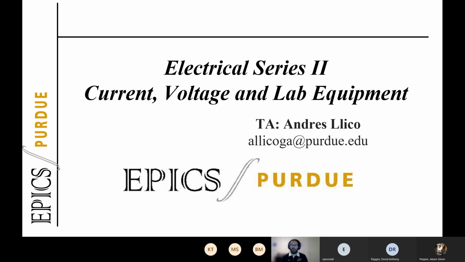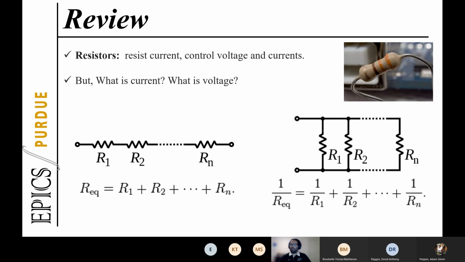Unfortunately, due to COVID, we are not allowed to do it in the lab. So instead, we're going to be using an online tool called Tinkercad that I hope some of you might be familiar with, as it was used in the first part of this series. So let's start with a quick review.